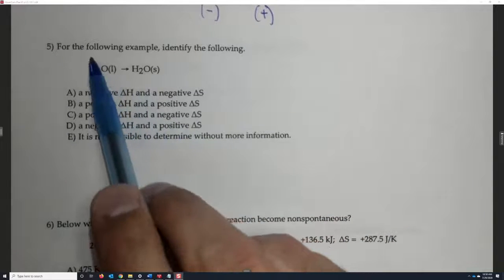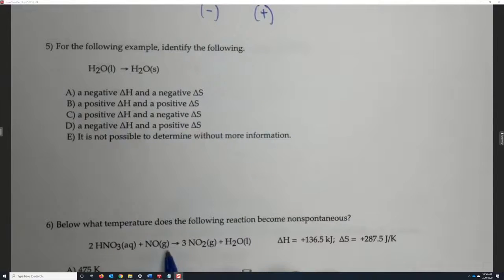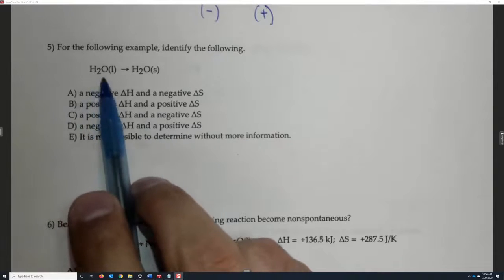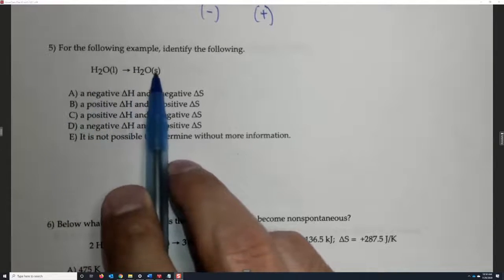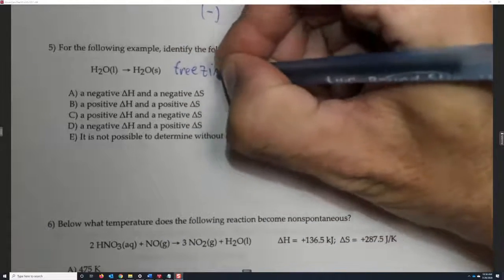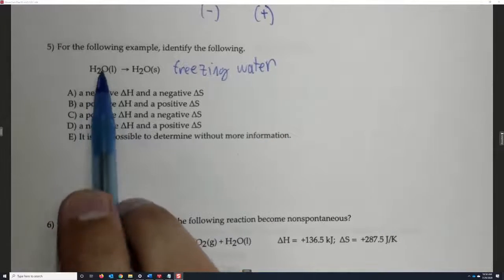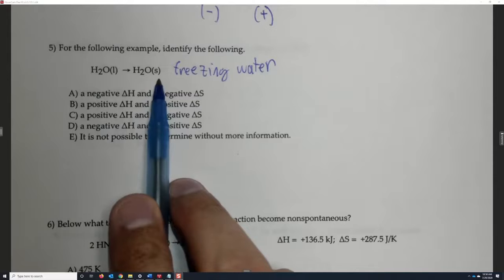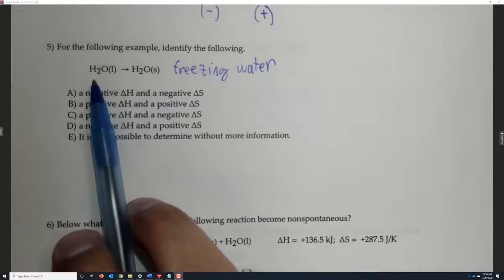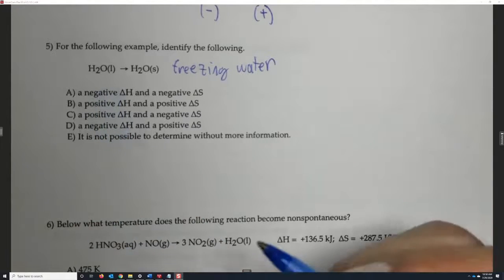Number 5 says, for the following example, identify the signs on delta H and delta S. So let's take a look at this. We have water liquid becoming water solid. So what are we doing here? We are freezing water. We need to think practically about what we're doing. This is a liquid, and it's becoming a solid. So let's think about whether delta H and delta S are positive or negative.